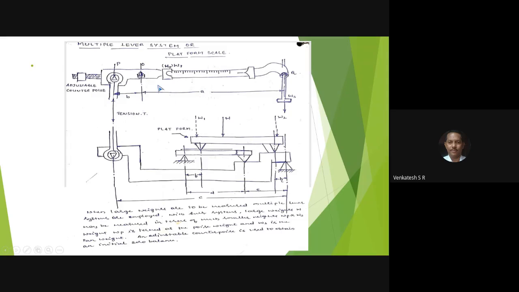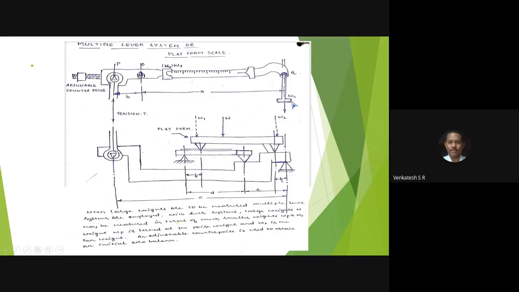Once again, the beam of the platform scale is connected to a counterpoise weight. The counterpoises are available in the range of 10 kgs, 20 kgs, 50 kgs, and 100 kgs.